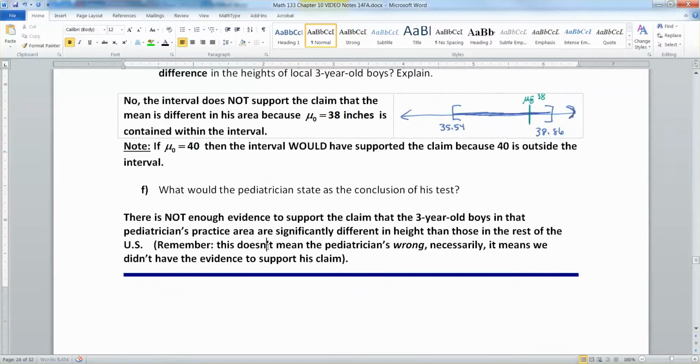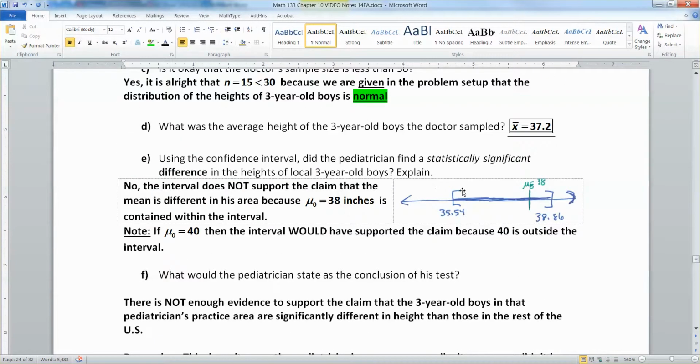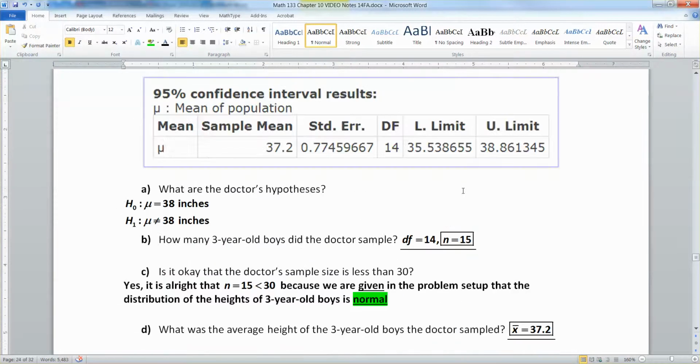There, and I just added that. This doesn't mean that the pediatrician is wrong, because to be wrong would mean we're 100% sure. It just means we didn't have enough evidence to support his claim. We can't be 100% sure he's wrong. We think he's wrong, but we're not 100% sure. I thought I'd add that bit and separate it a little so it's easier for you to read. We're never 100% sure, actually. In this case, we'd probably be around 95% sure or so, if that was our alpha.